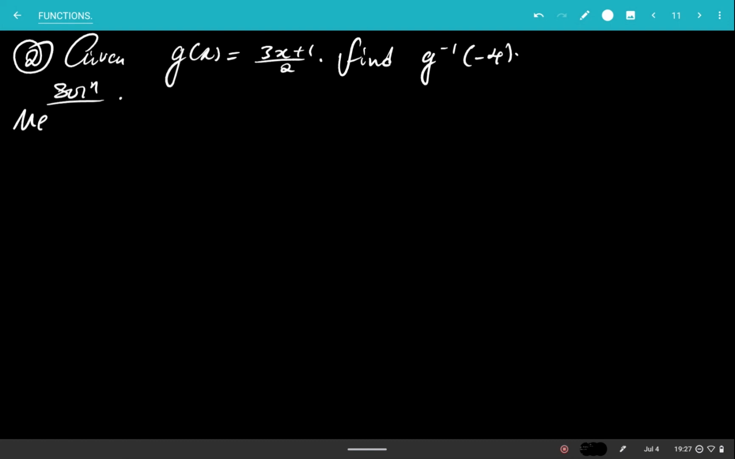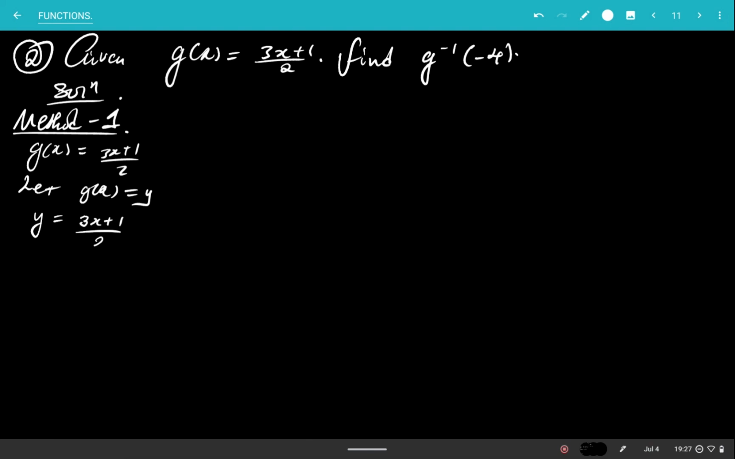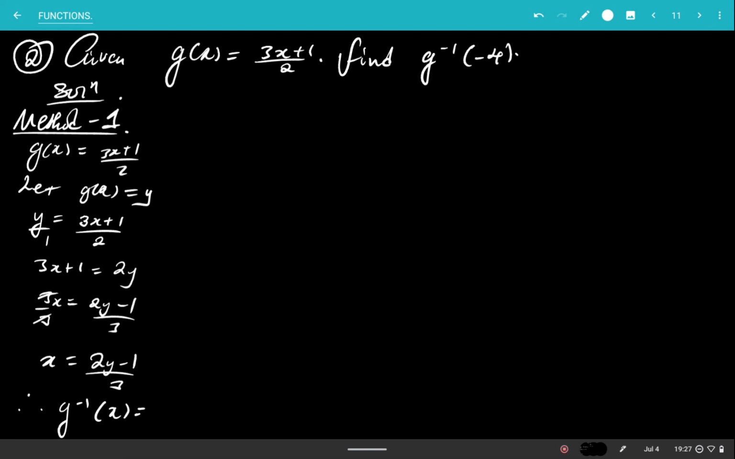Alright, so method 1: we get the function g of x being equal to 3x plus 1 over 2. You let the function g of x equal y. Then you have y being equal to 3x plus 1 over 2. You solve for x, you have 3x plus 1 being equal to 2y. Make x the subject, you have 3x being equal to 2y minus 1, divided by 3. You have x being equal to 2y minus 1 over 3. Therefore, g inverse of x is equal to 2x minus 1 over 3.